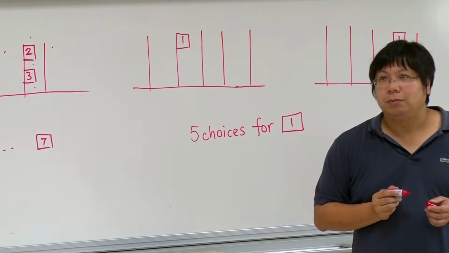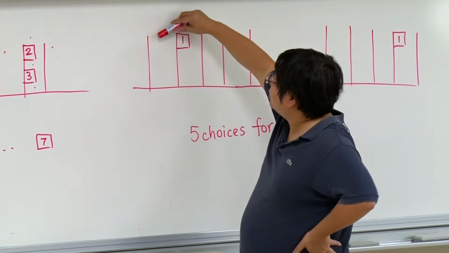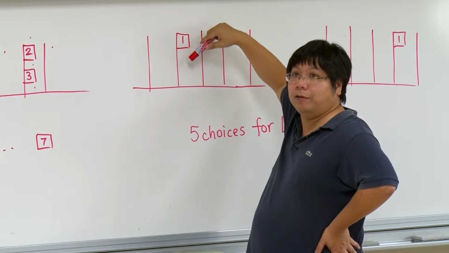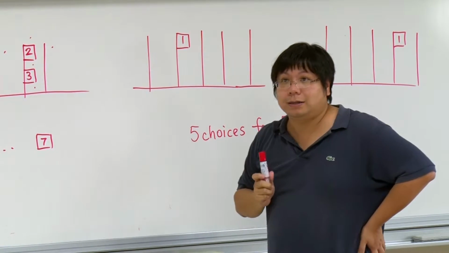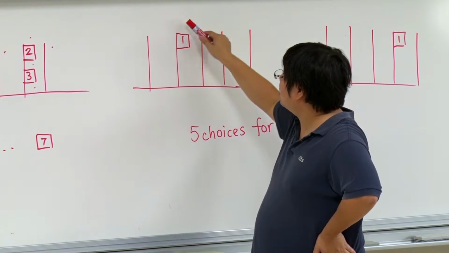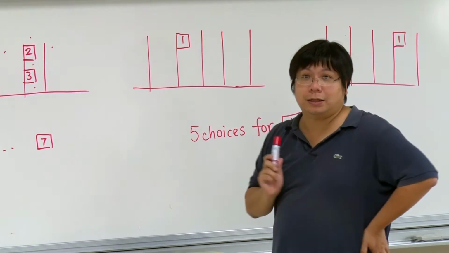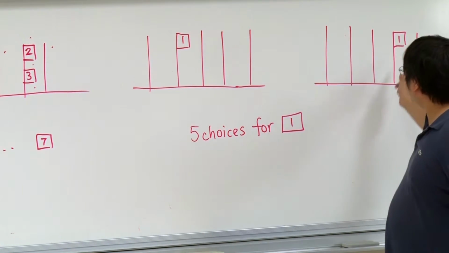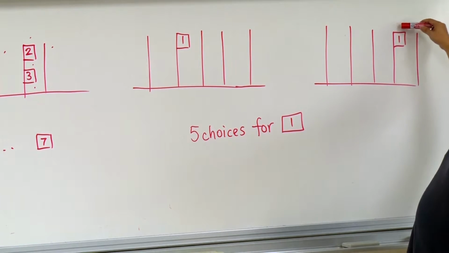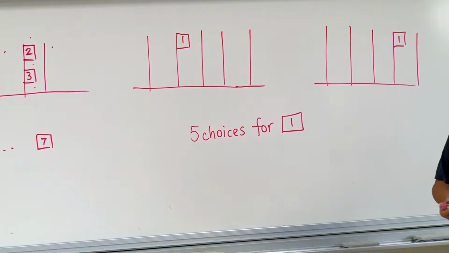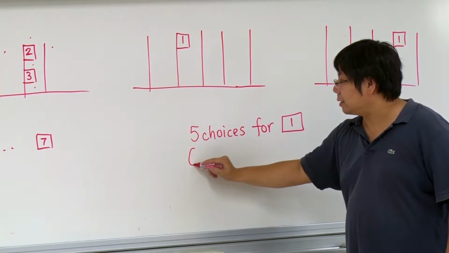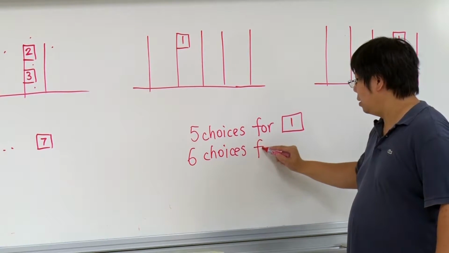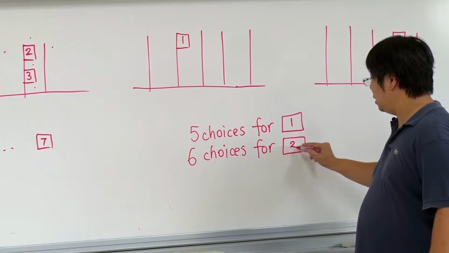Now how about 2? When we put 2, what will happen? Let's say 2. 2 may be put here, on top of 1, below 1, here, here, here. Is that okay? So there will be 1, 2, 3, 4, 5, 6. 6 choices in this case. 6 choices here. And how about this one? This is also 1, 2, 3, 4, 5, 6. Is that okay? So far, for the first 2 flags, you have always 5 choices for 1 and 6 choices for 2.